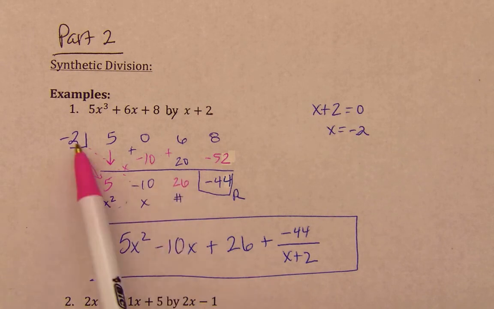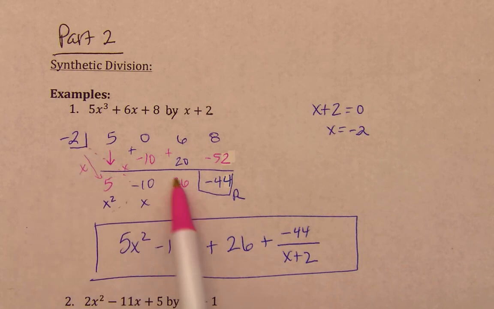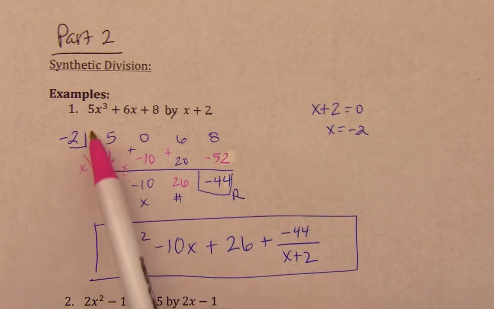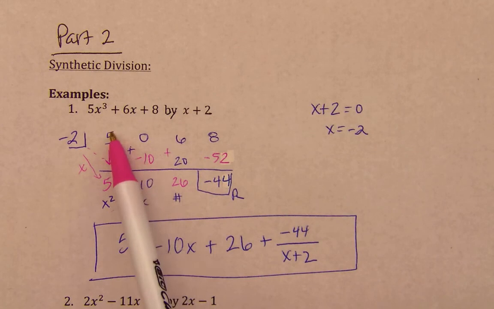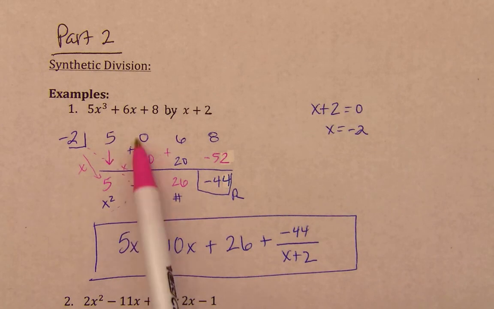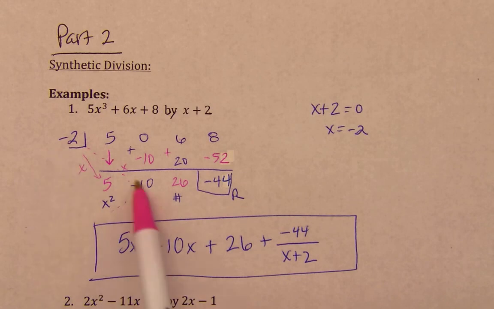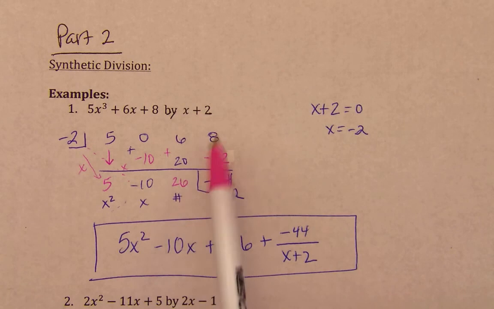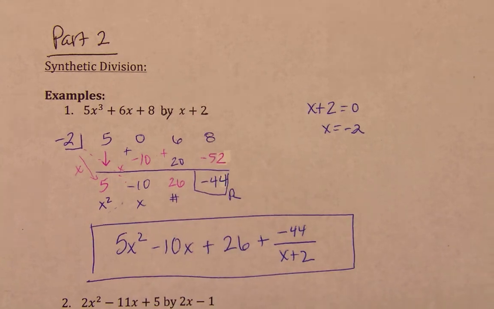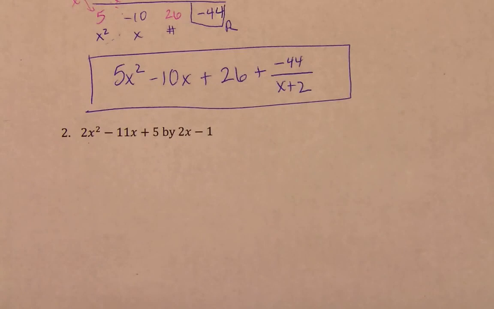So the way I think about it is my diagonal lines here are my multiplication. So negative 2 times 5 is negative 10. And then we have our addition vertically here, 0 plus negative 10 is negative 10. Then again, negative 2 times negative 10 is 20. Then add, then multiply, then add. Okay, so that's the process that we're going to go through. Now let's do one more example.